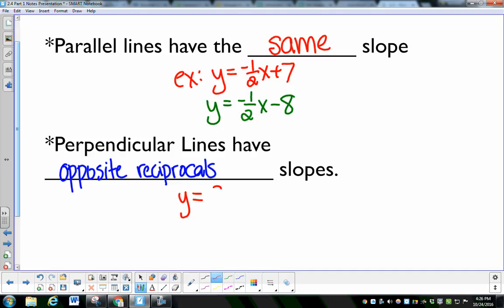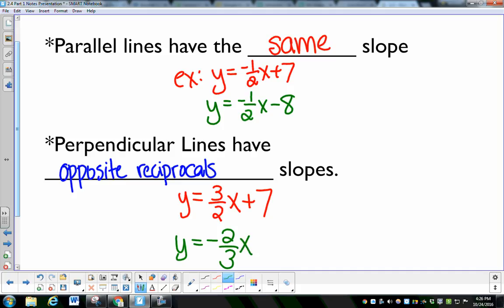Let's say our first line was y equals 3/2 x plus 7. So the slope of that line is positive 3/2. And for our other line, to make that slope the opposite, I need to make it negative, because our first slope was positive. So if two lines are perpendicular, one line has to have a positive slope, the other line has to have a negative slope. And then we also need a reciprocal. So instead of 3/2, our slope has to be 2/3.